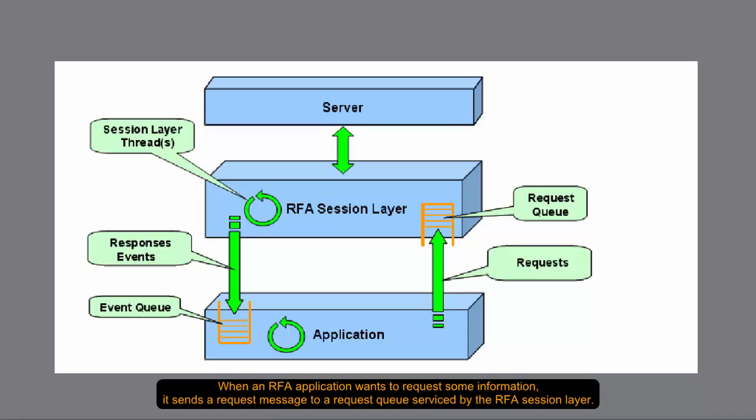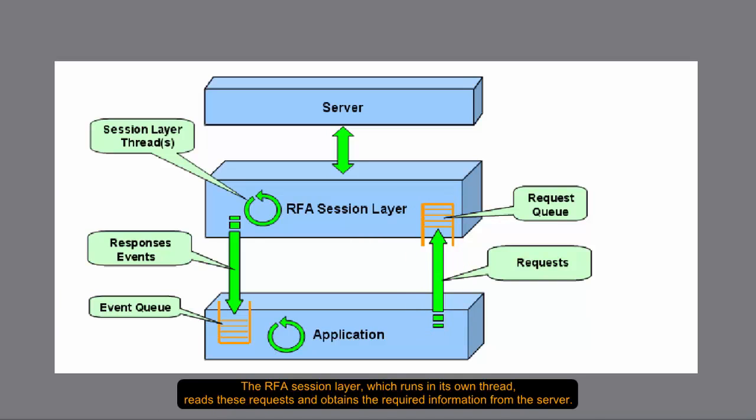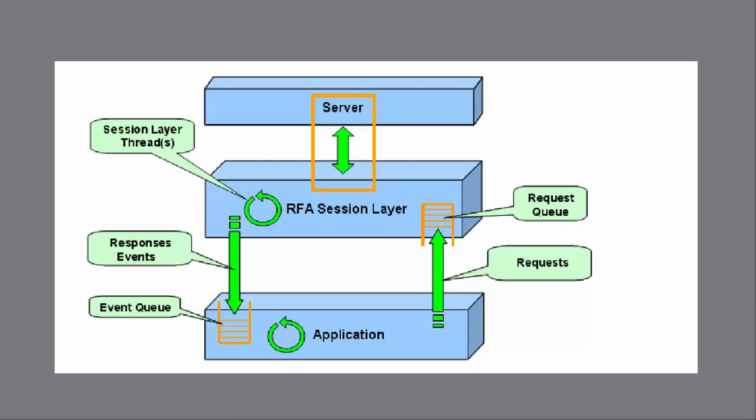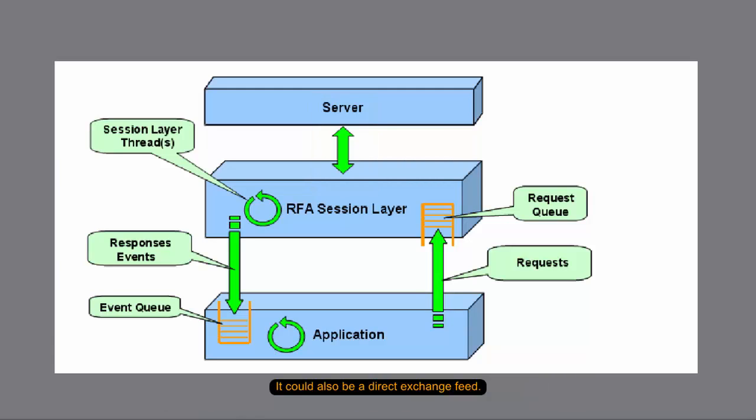When an RFA application wants to request some information, it sends a request message to a request queue serviced by the RFA session layer. The RFA session layer, which runs in its own thread, reads this request and obtains the required information from the server. The server could be a component of the Thomson Reuters enterprise platform, such as the point-to-point server or ADS, Advanced Distribution Server. It could also be a direct exchange feed.